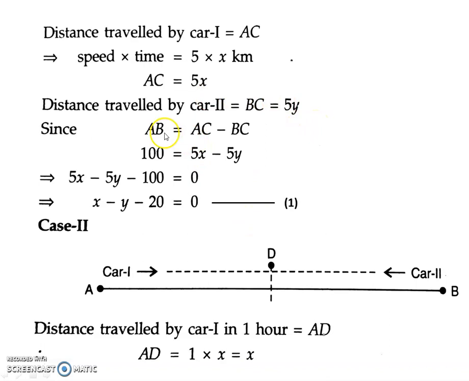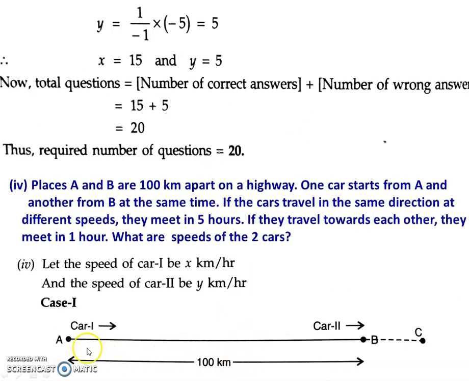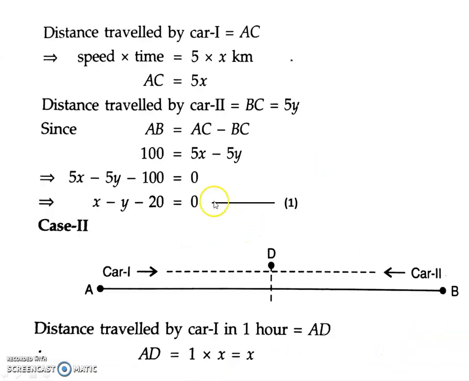Now AB will be equal to AC minus BC. This you can see from the figure. AB is equal to AC, the entire distance AC minus BC. So from here we will get our first equation. 100 is equal to 5x minus 5y, or after simplification x minus y is equal to 20, or x minus y minus 20 equal to 0. This is our first equation.